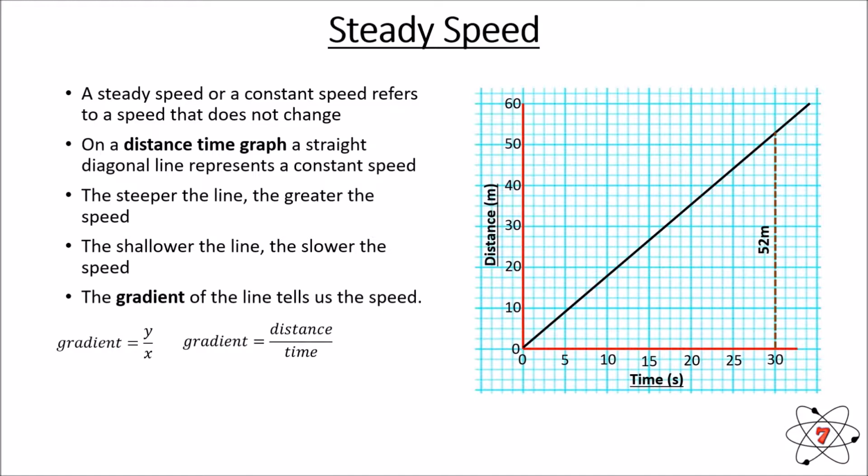In this particular example, I've drawn my line at 30 seconds, making this the largest triangle I can. After 30 seconds, this object has travelled 52 meters. I have distance, 52 meters, time, 30 seconds. Speed is equal to 52 meters divided by 30 seconds, which gives me a speed of 1.73 meters per second. It shouldn't matter where I measure this from on this graph, the speed should always be the same.